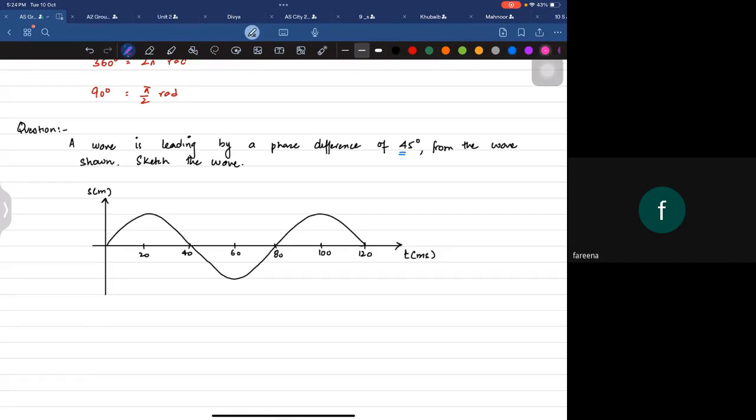We'll basically try to convert it. If you remember, I said that 360 degrees is equivalent to a lambda and it is also equivalent to a time period. You guys remember that? What do you think is the time period in this? 80. 80, right? So 80 milliseconds is the time period. So I can say that 360 degrees is equivalent to 80 milliseconds because that represents the time period of this. Understood?